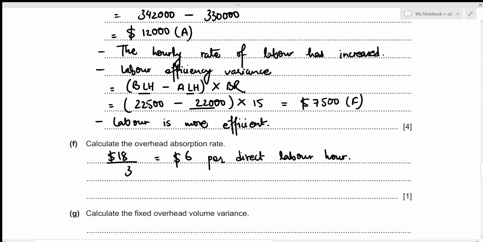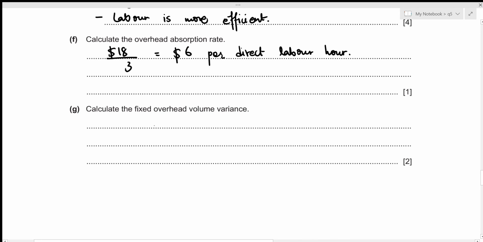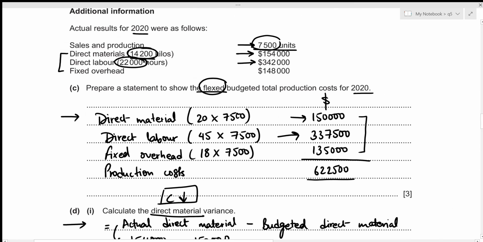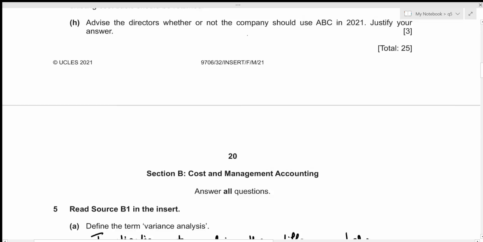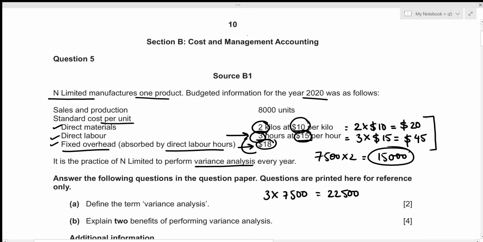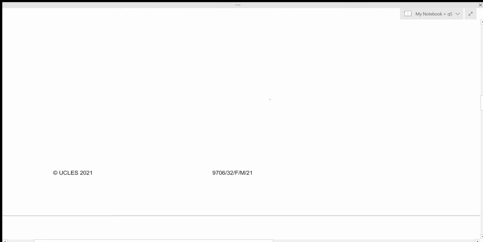Okay, this concludes the sixth part of this question. We can now move towards the seventh one. We now need to calculate the fixed overhead volume variance. Okay, this is quite easy. The fixed overhead volume variance is just going to be the difference between the actual units and the budgeted units. And we can see that our actual units was 7,500, right? Let's have a look at our budgeted number of units. The budgeted units was 8,000, which means that budgeted is definitely greater than the actual one, right?